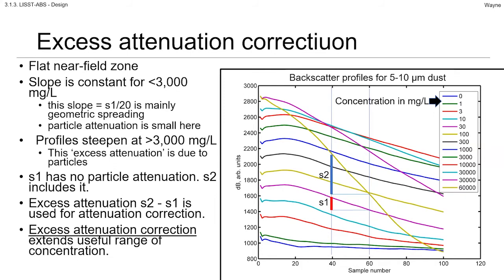Attenuation due to water, or more likely the geometry of the beam, haven't changed in those two cases. So this difference in slope is due to the attenuation by particles. Again, slope S1 is the case of negligible particle attenuation, while S2 is affected by particle attenuation. Essentially, we use the difference between these two slopes to correct for particle attenuation. This allows the LISST-ABS to work across a much wider range of sediment concentrations.